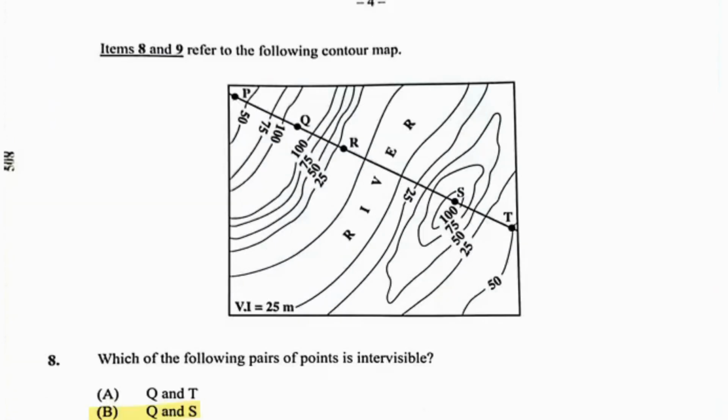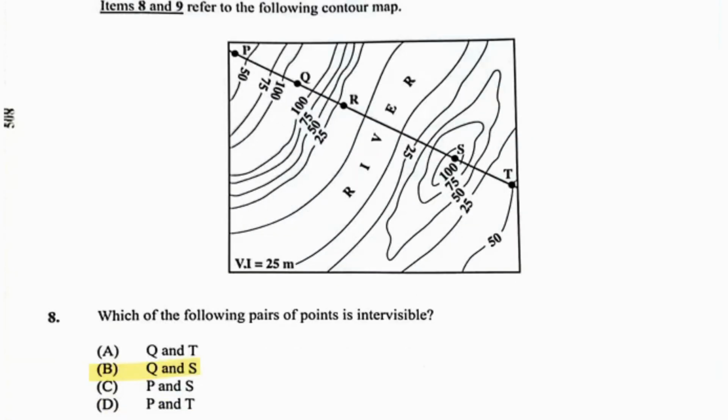Number 8. Which of the following pairs of points are intervisible? Now, intervisible means the ability to see across 2 points. So if you're standing at one point, you should be able to see across to another point without anything blocking your visibility. The answer is B, as in boy.